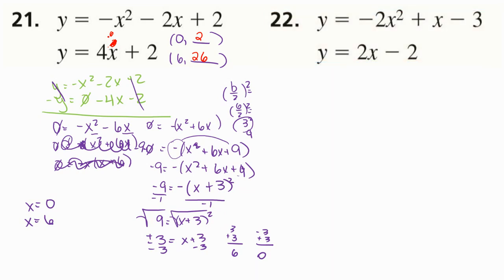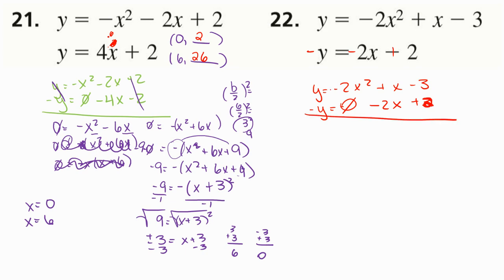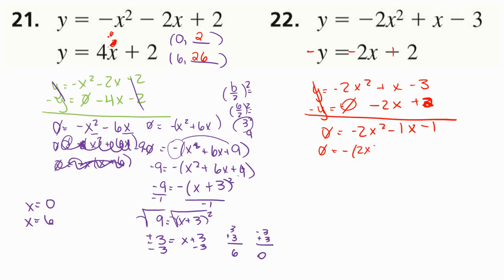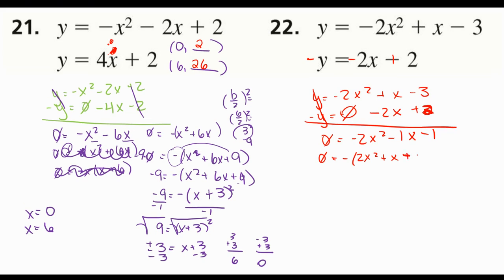All right, look at this one. Same thing, make all these opposite, and then try to line them up. So y equals negative 2x squared plus x minus 3, negative y, nothing there, minus 2x plus 3, plus 2. That gets rid of this one. So we have 0 equals negative 2x squared minus 1x, and minus 3 plus 2 is a minus 1. Okay, I'm going to take that negative out of the way. 2x squared plus x plus 1.